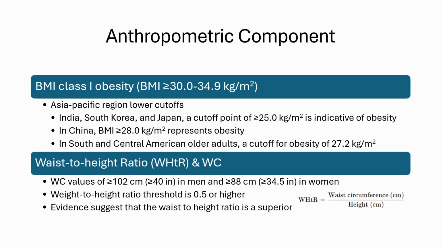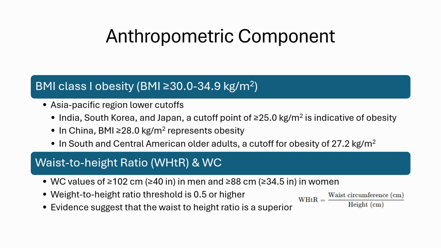BMI is used to classify individuals into categories of obesity, with a traditional cutoff of a BMI equal to or greater than 30. In Asia-Pacific regions, lower BMIs are recognized as the official cutoff due to greater health risk in these populations. For instance, in India, South Korea, and Japan, the cutoff is 25, and in China, obesity represents a BMI value of 28. In South and Central America, for older adults, the cutoff of obesity is 27.2.